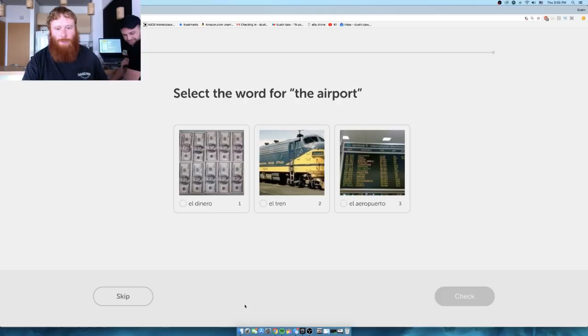So the airport is literally a picture of an airport. So, el aeropuerto. Aeropuerto. Aero, aeropuerto. Puerto, yeah.